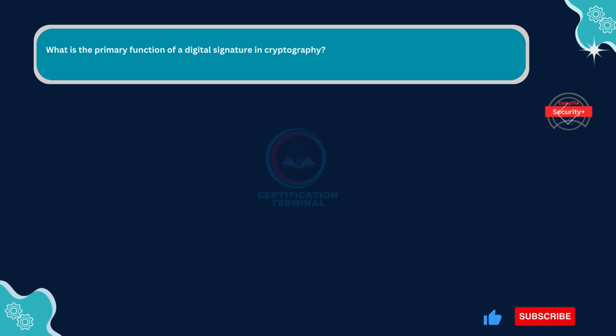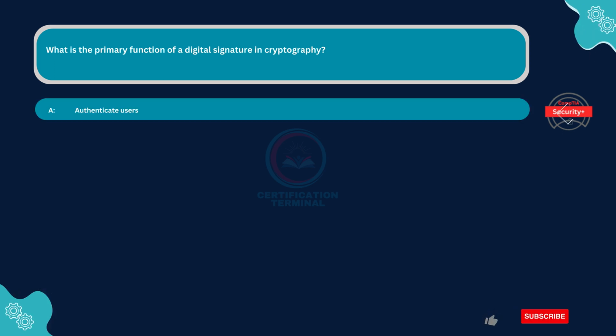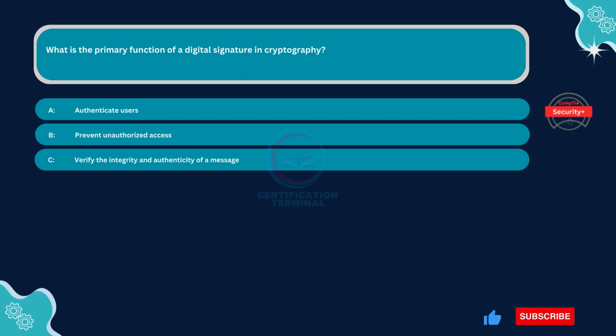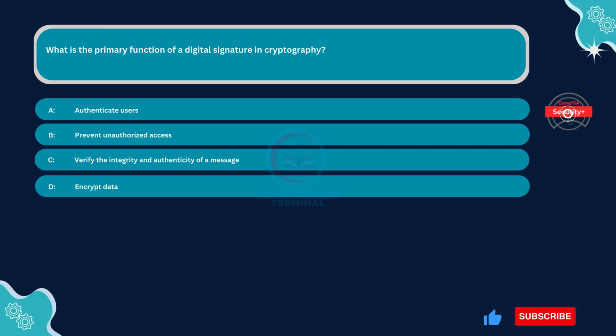Next question. What is the primary function of a digital signature in cryptography? Option A, authenticate users. Option B, prevent unauthorized access. Option C, verify the integrity and authenticity of a message. Option D, encrypt data. The correct answer is Option C, verify the integrity and authenticity of a message.